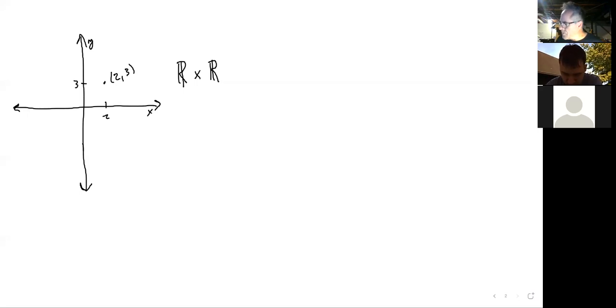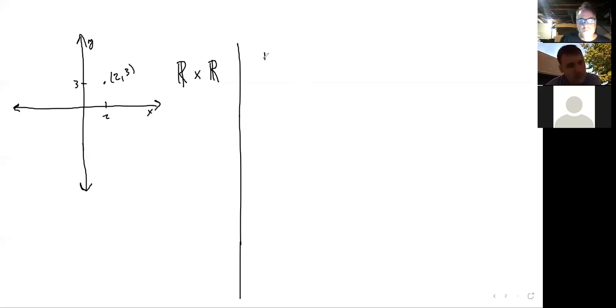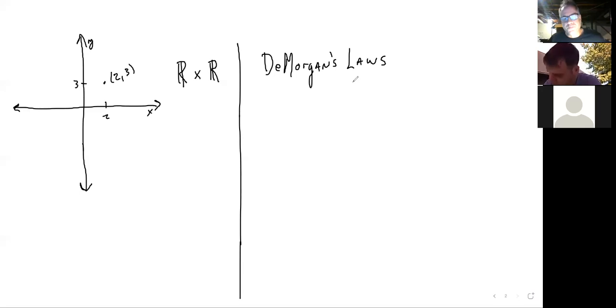All right, so one other thing out of this section that we need to cover. Look at some examples. Something we're going to call De Morgan's. It's for Augustus De Morgan. De Morgan's laws. All right, and there are 2 of them.